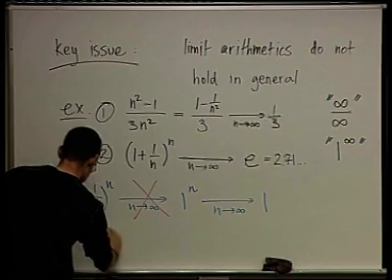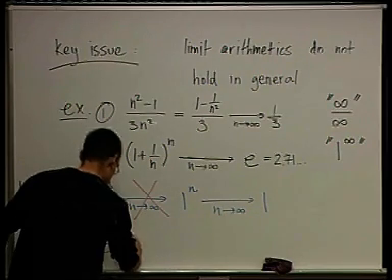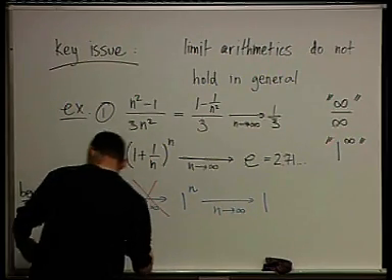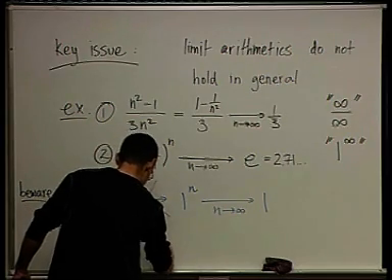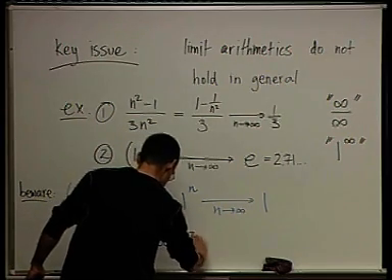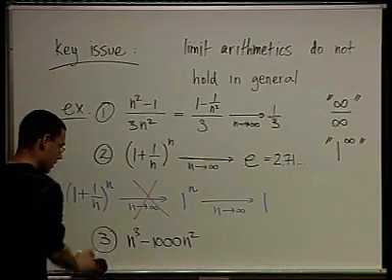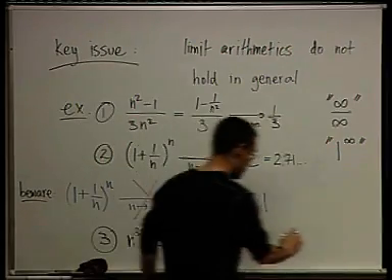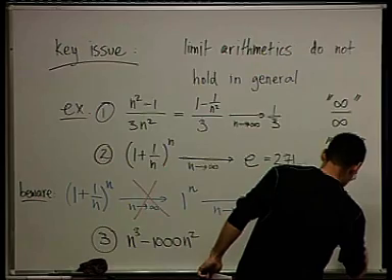Another example, maybe n to the power 3 minus 1000 n squared. Do you agree that this is a situation of infinity minus infinity?